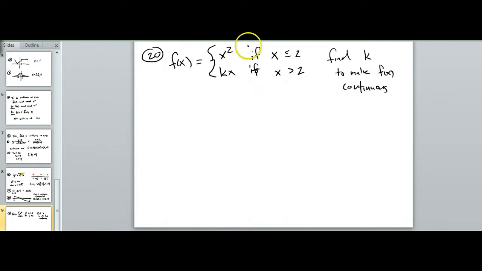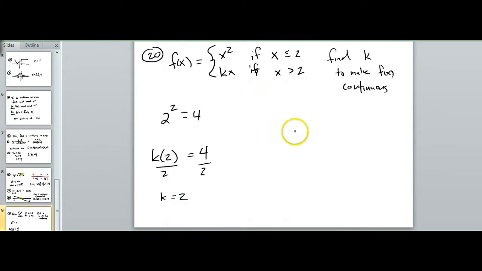Alright, so what we basically need to do is plug in 2 into this function. Okay, and now we need to make k times 2, this boundary point where we're breaking it up, we're plugging that in for the x, we have to make that equal to the same output here. Alright, and then solve for k. So dividing by 2, we get k is equal to 2.